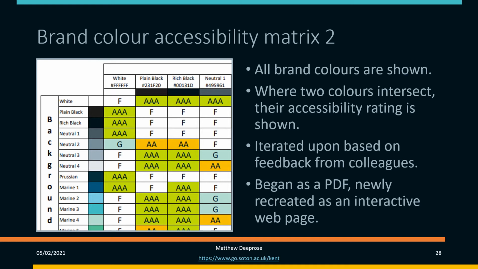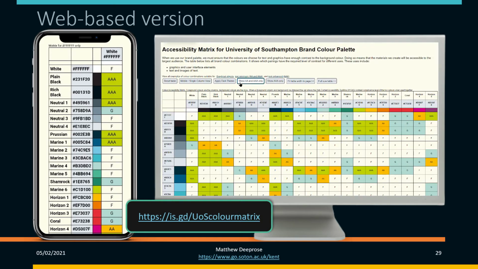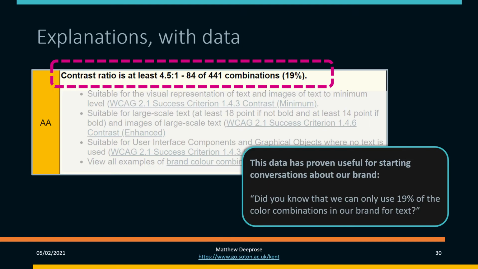Now, this was set up originally as a PDF file, and many colleagues who were creating content were printing it out and putting it on their walls. But over Christmas, realizing we've all been far away from our offices and our printouts, I've updated my script so that it produces a web-based version, which has the benefit of being responsive. And you also have some interactive elements, like being able to filter to only show, for example, the AA or AAA color combinations that we can use.